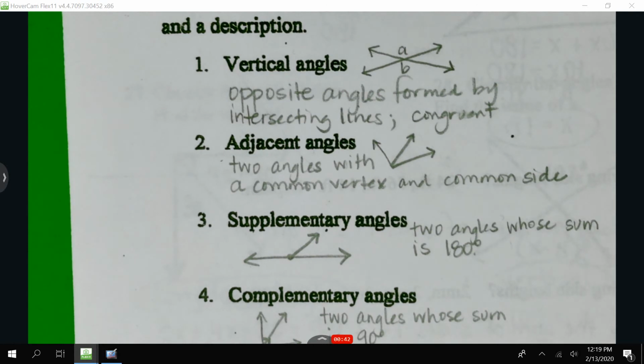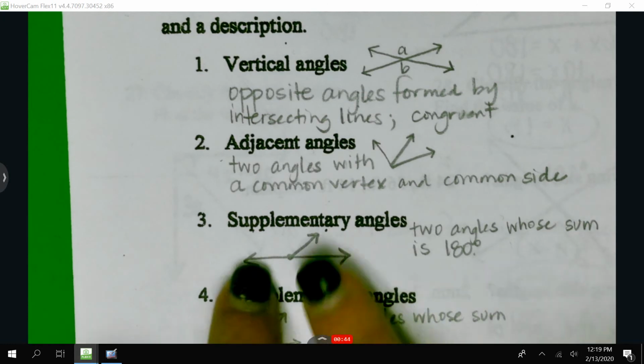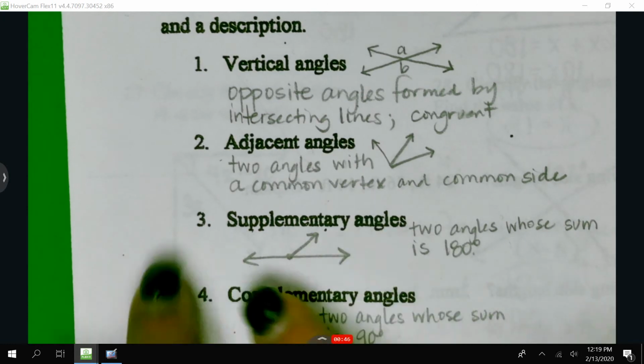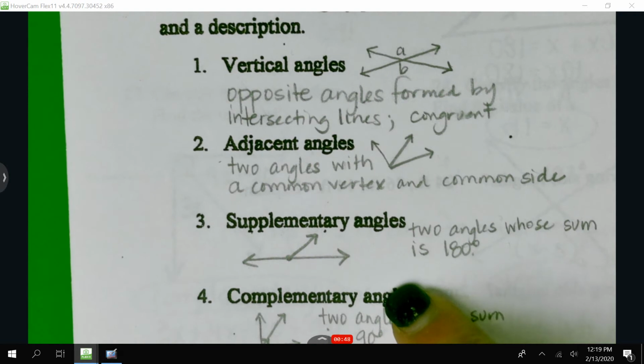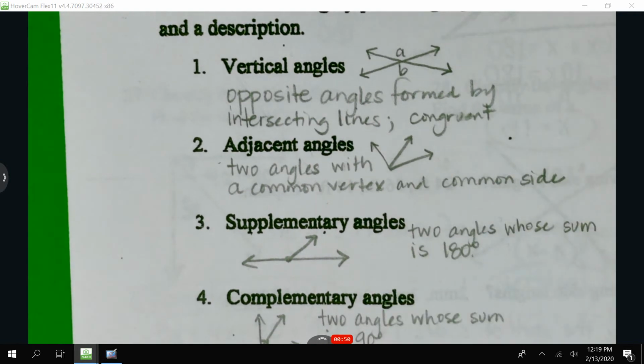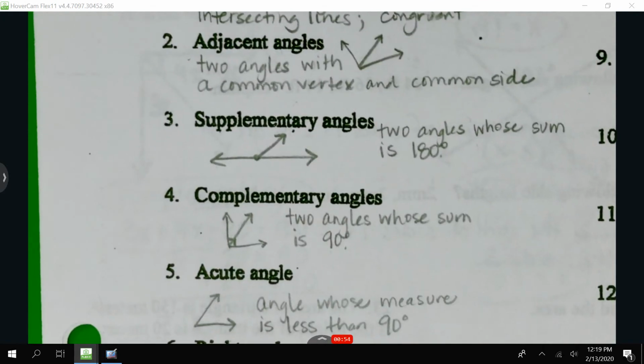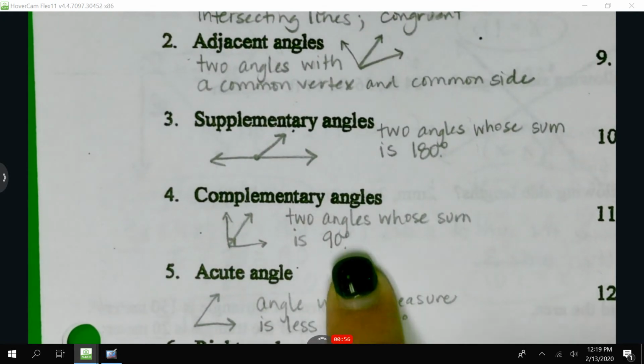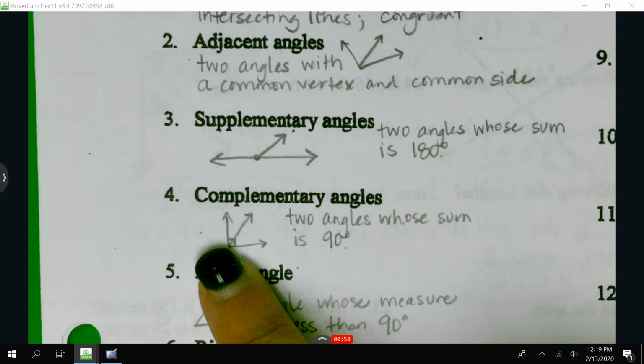Supplementary angles have a sum of 180. So these two angles put together form a straight line, which measures 180 degrees. And then complementary form a 90-degree angle. So two angles whose sum is 90. That little square right there should be in your picture so you know that it's a 90-degree angle.